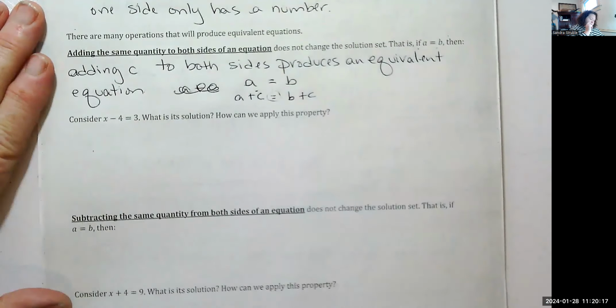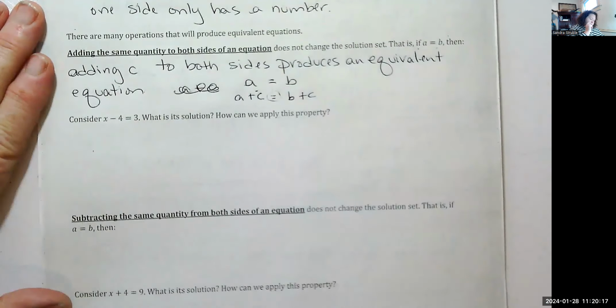Subtracting C from both sides produces an equivalent equation.